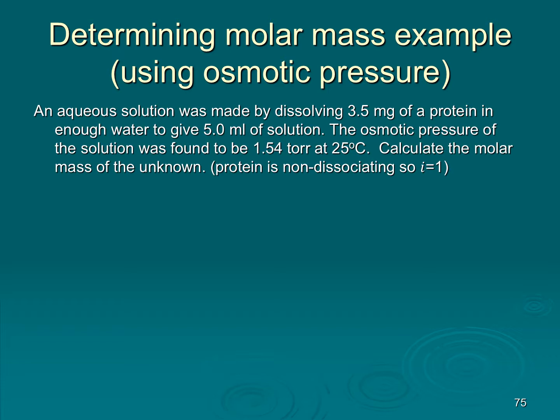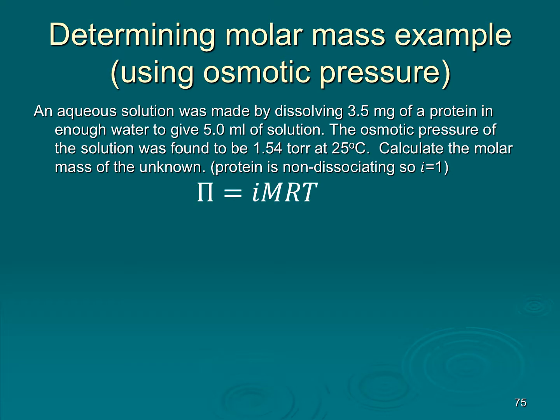An aqueous solution was made by dissolving 3.5 milligrams of a protein in enough water to give 5 milliliters of solution. The osmotic pressure of the solution was found to be 1.54 torr at 25 degrees Celsius. Calculate the molar mass of the unknown. Since protein is non-dissociating, little i equals 1, so we can pretty much ignore it or plug 1 in. So remember that osmotic pressure equals i times molarity times R times T.